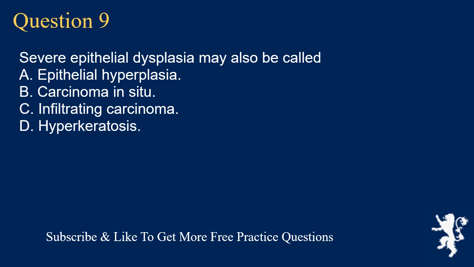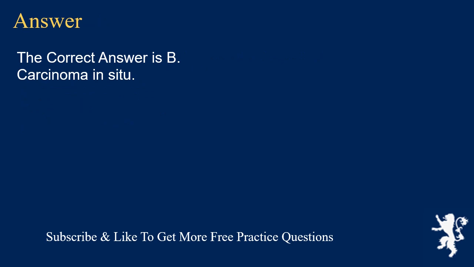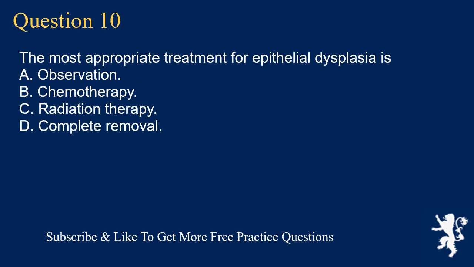Question 9. Severe epithelial dysplasia may also be called A. Epithelial hyperplasia. B. Carcinoma in situ. C. Infiltrating carcinoma. D. Hyperkeratosis. The correct answer is B. Carcinoma in situ.